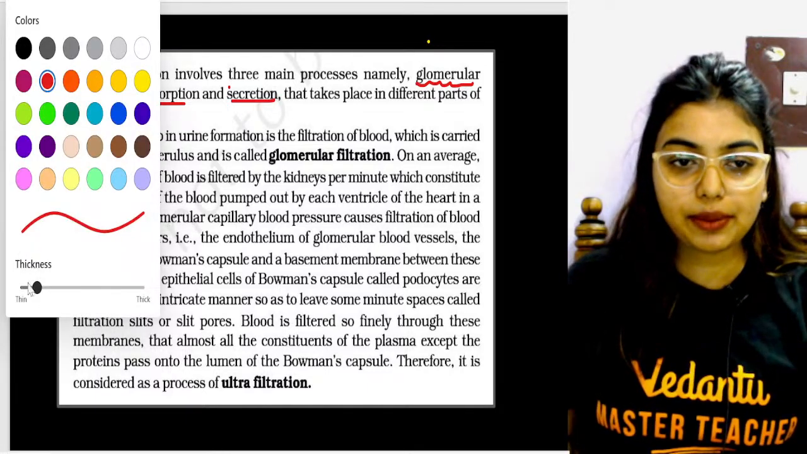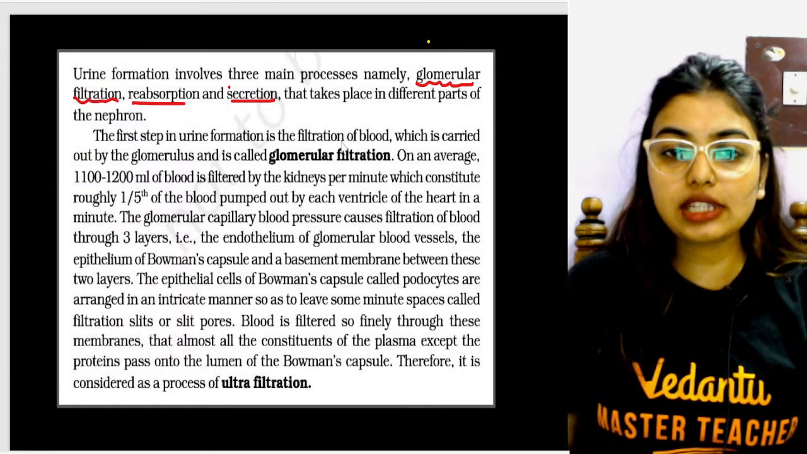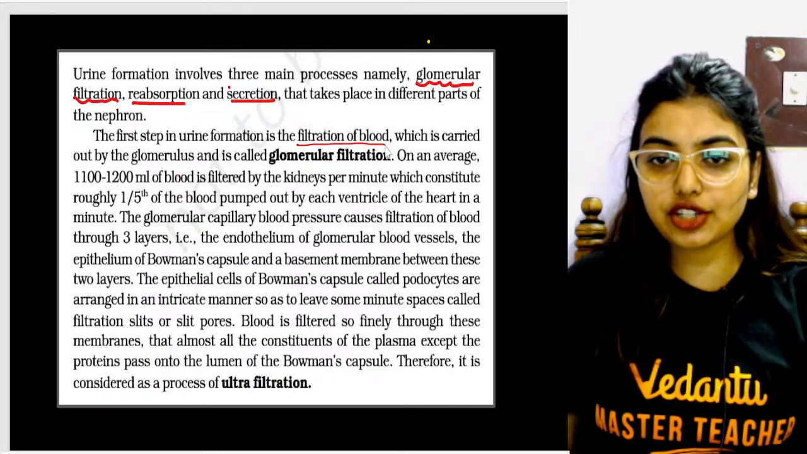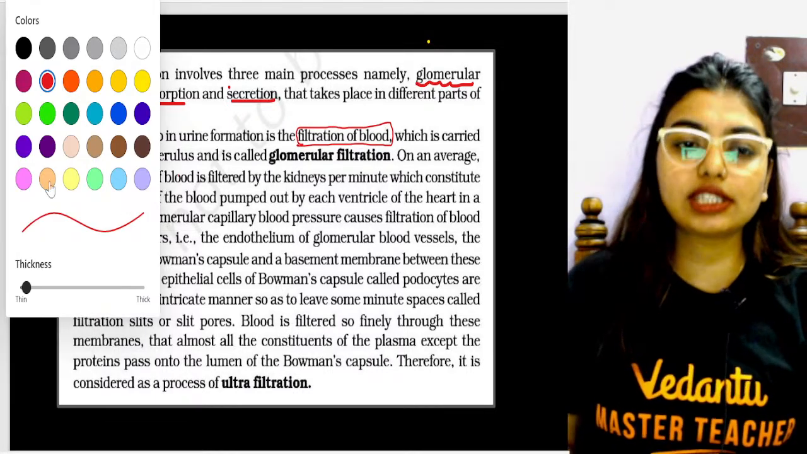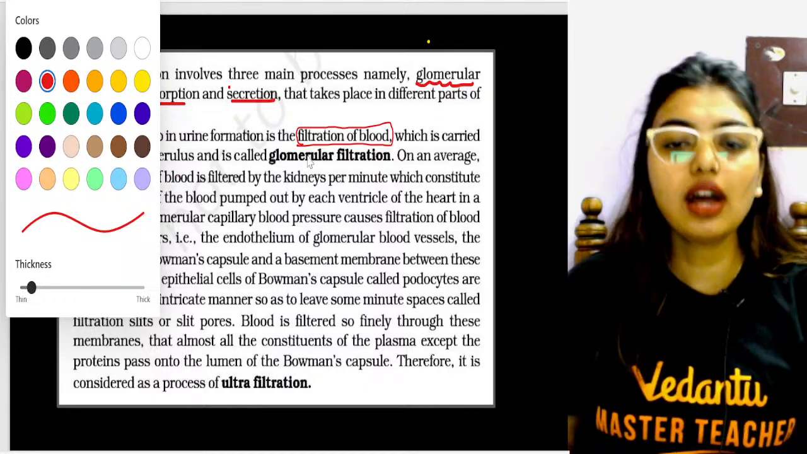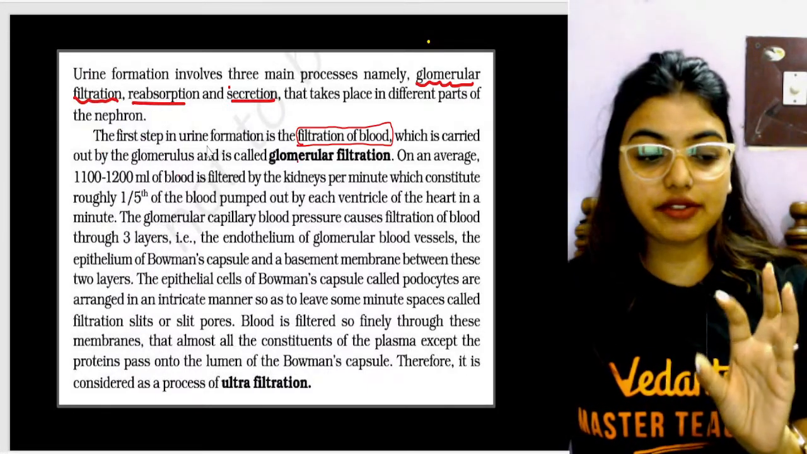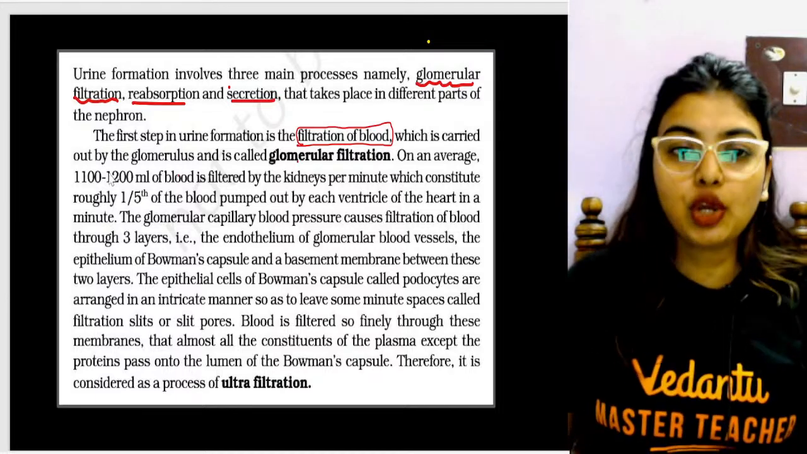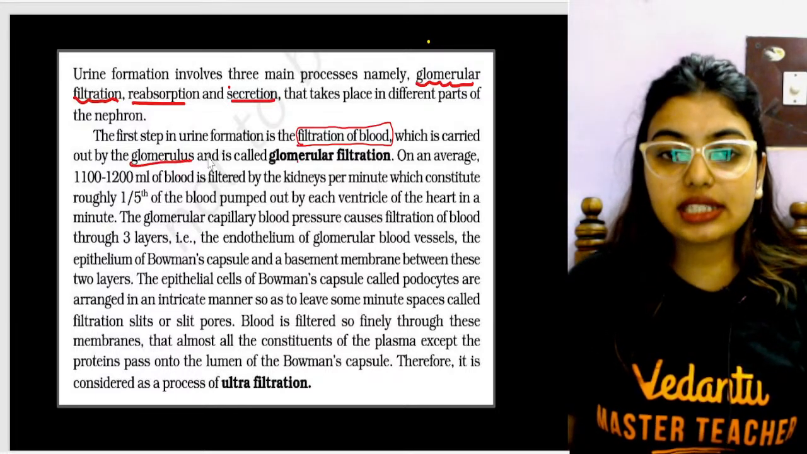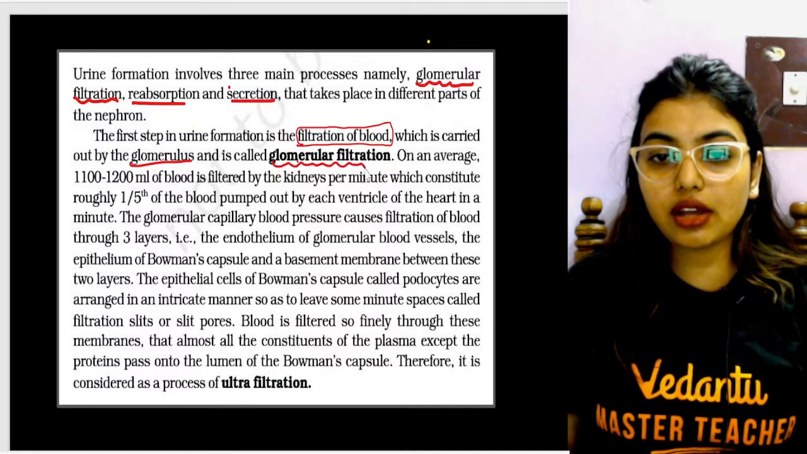The first step in urine formation is the filtration of the blood. Obviously, that should be the first job, because the toxic substances like urea are going to be in the blood. So that has to be filtered out first, forming the glomerular filtrate. Yesterday we spoke about glomerular filtration, which is carried out by the glomerulus.